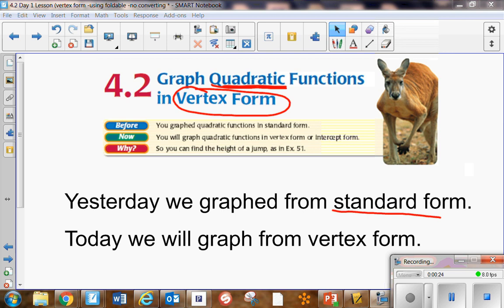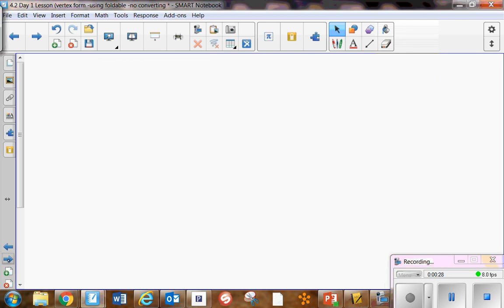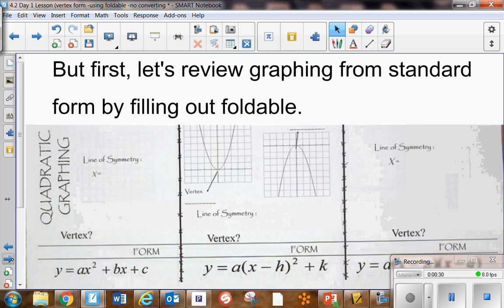And actually, what I want to do first today is to go to your little foldable that we just put together. And let's look at this first side right here, the standard form. Right, the word standard. Let's kind of recapture what we learned yesterday. So we've got our standard form. Here's an example of your standard form right here: ax squared plus bx plus c. All standard forms have a, b's, and c's in them.